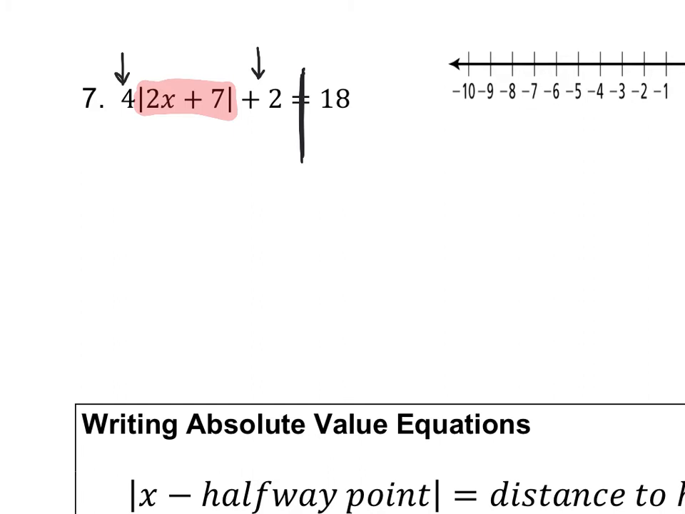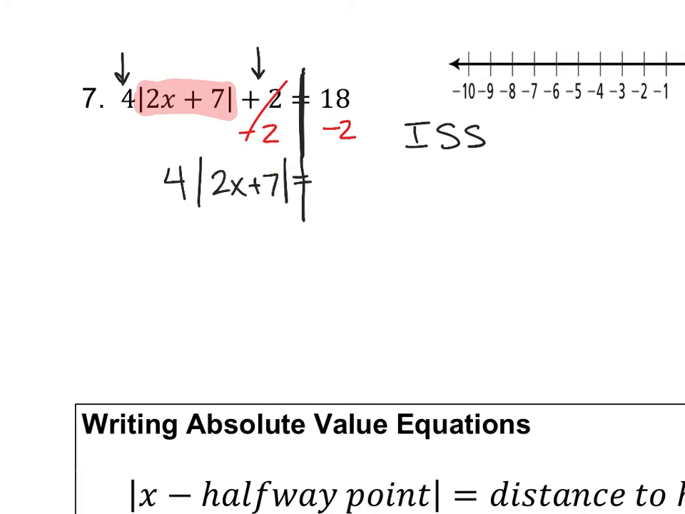We always start with addition and subtraction for inverse operations. So I am going to subtract 2 from both sides. This is my isolate step. So I'm going to say minus 2, minus 2. Okay, the 2s cancel. This would end up being 4, absolute value of 2x plus 7, close the absolute value, equal to 16. Why did I subtract 2? Opposite of addition. And I did that to both sides. Very good. Now I've got this 4 in front of these absolute value bars again, making them not isolated.